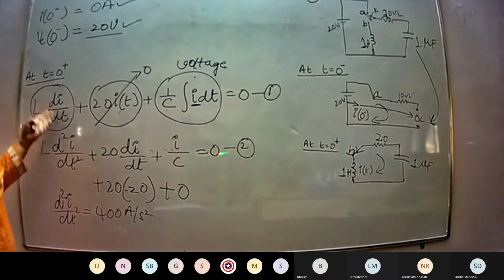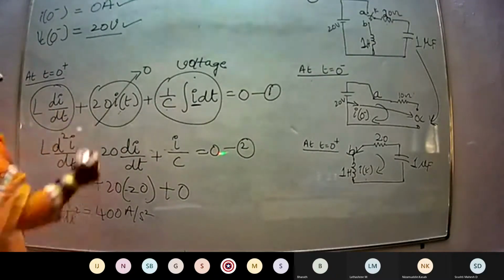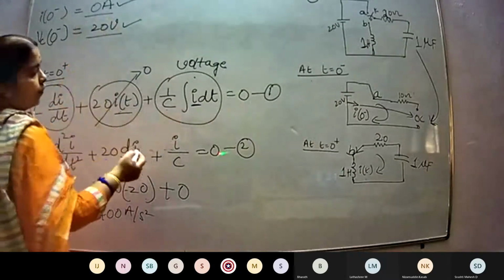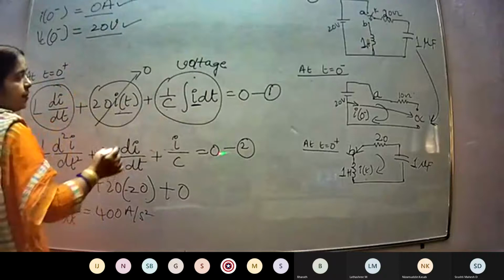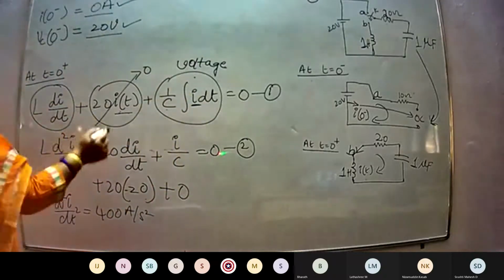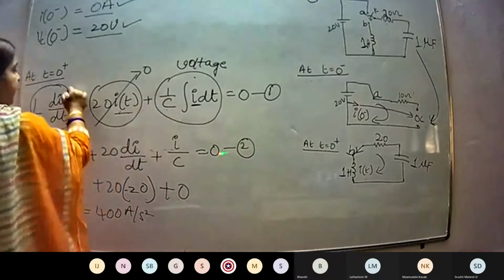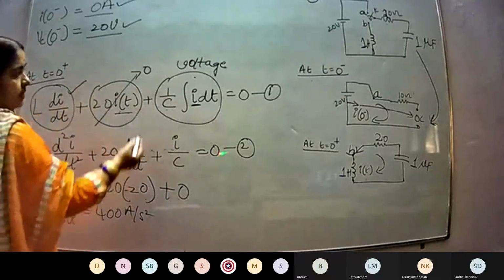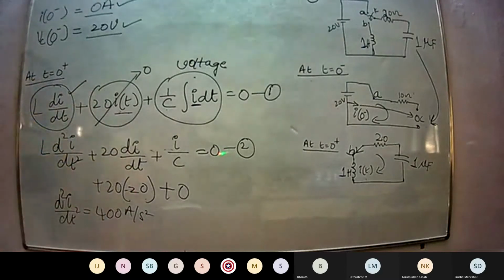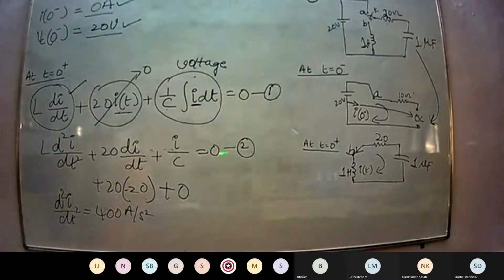Differentiate. Okay, we have already di by dt. Just substitute here. Since i of t is 0 because of open circuit, so this term will become 0. This complete term represents a voltage, and just substitute there 20 volts, we will get di by dt. Second is differentiate equation 1, we will get d square i by dt square. These are the two important examples of initial conditions. Okay, next one more example we will go.